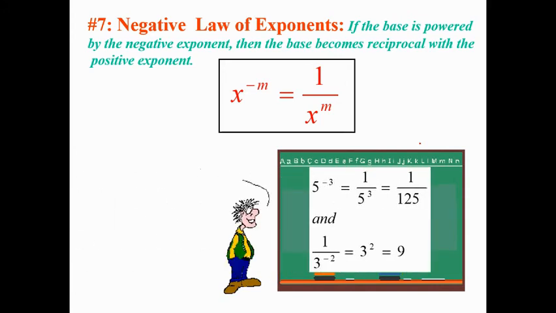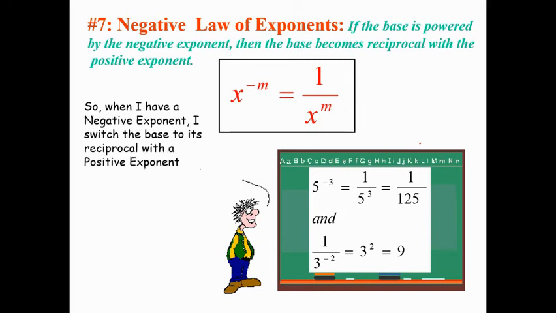Okay? Here we have two examples. Notice that if we start off with 5 to the negative third, it becomes a fraction of 1 over 5 cubed, which is equal to 1 over 125. However, if you start off with a negative exponent in the denominator, it flips up and becomes a positive exponent, in this case 3 squared, which is equal to 9. So when you have a negative exponent, you switch the base to its reciprocal with a positive exponent.